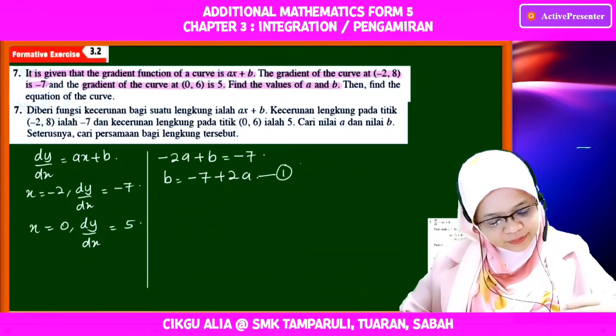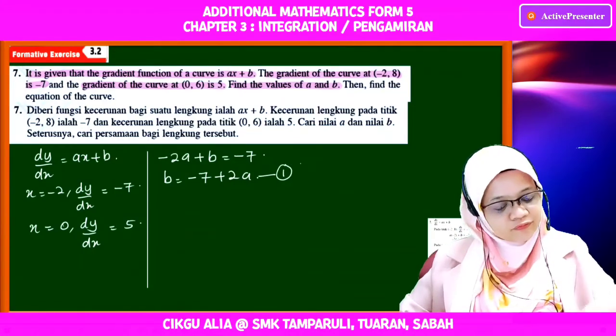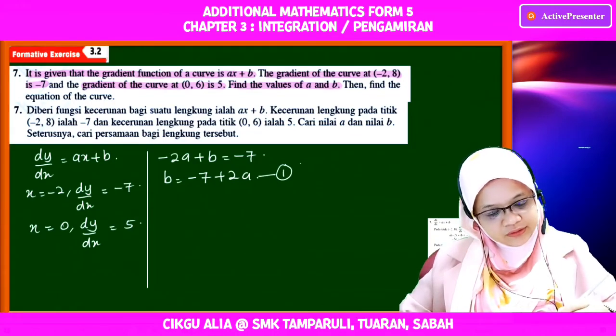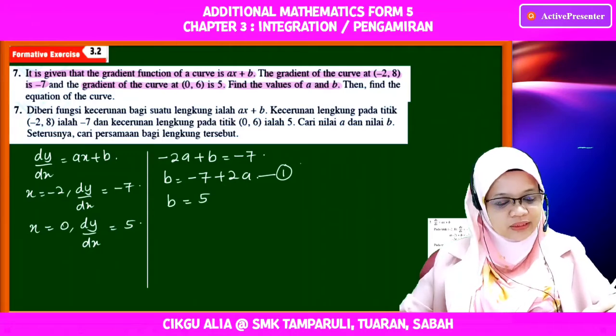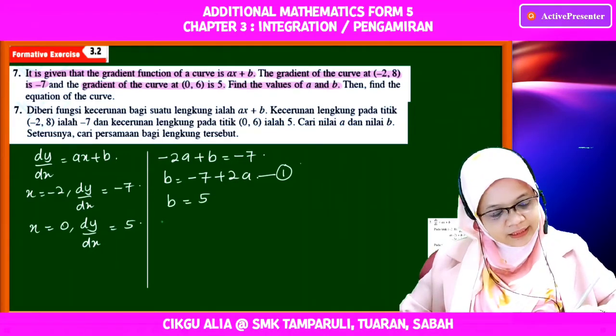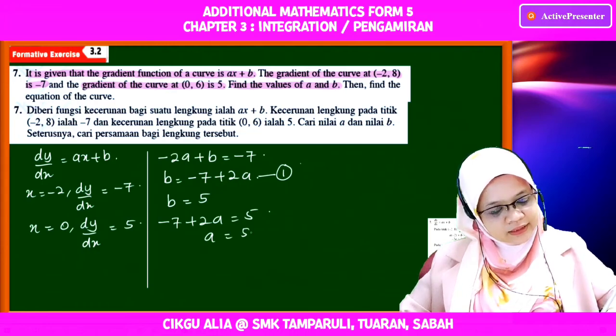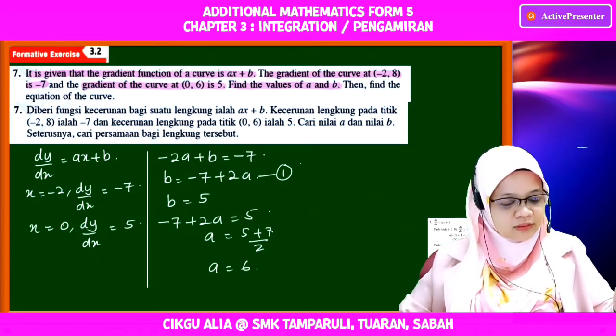And then, from the second statement, when x equals 0, the dy/dx equals 5. Maksudnya, when x equals 0, a times 0 is 0. So kita akan dapat b equals 5. Okay, dah dapat b equals 5. So we can substitute into equation number 1 to get the value of a. Therefore, kita dapat negative 7 plus 2a equals 5. Then a equals 5 plus 7 over 2, then a equals 6. Okay, kita dah dapat nilai a dan nilai b.